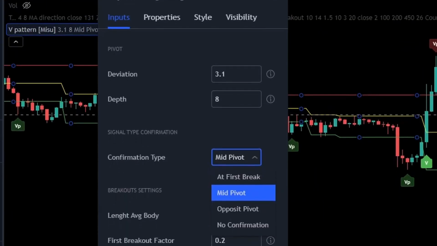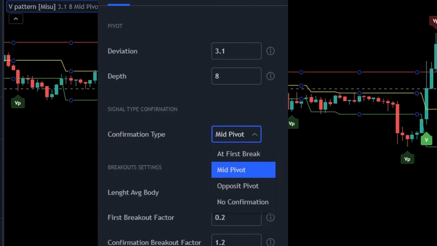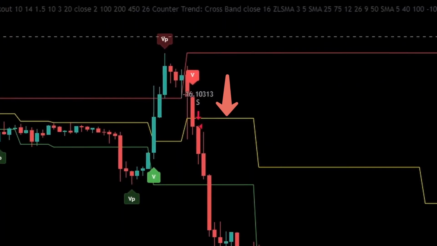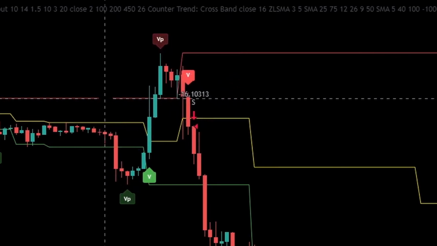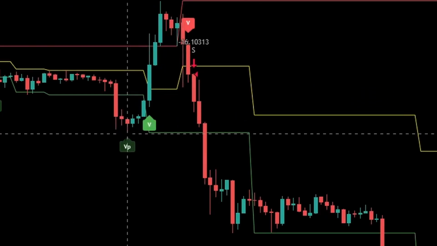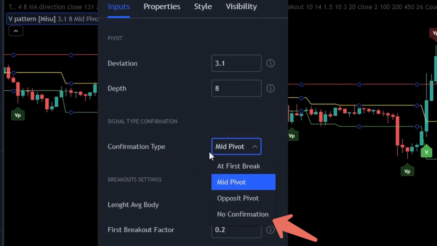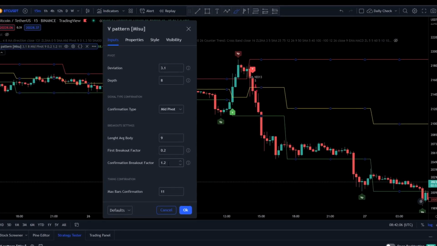Back to our indicator, there are multiple types of confirmation to validate the V pattern. The first is mid-pivot. So when the price breaks this level here, the V-top pattern is validated. It could be at first break, which is here, or the opposite pivot, which is here. Finally, it could just be without any confirmation.